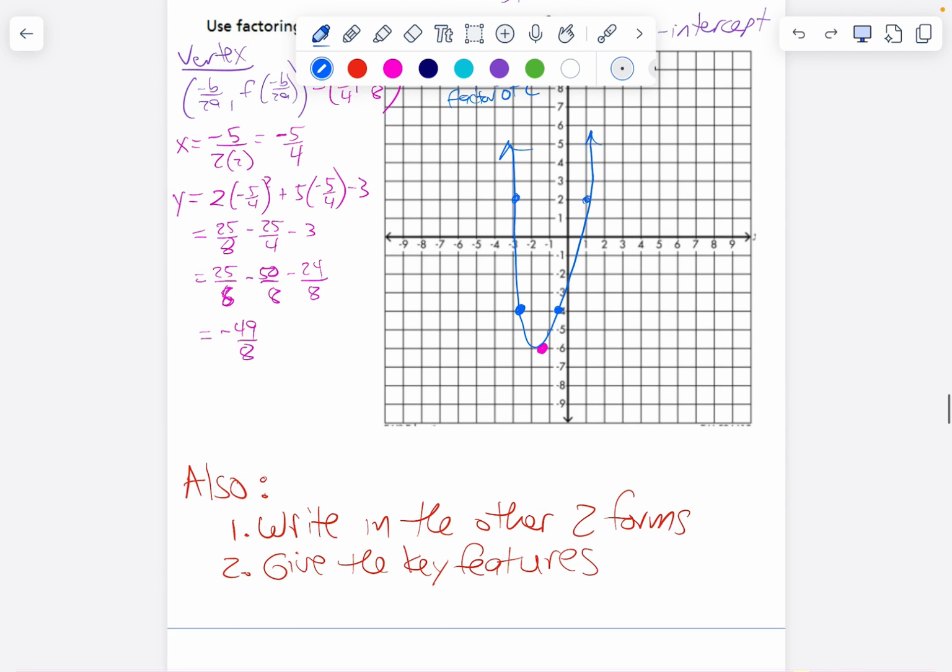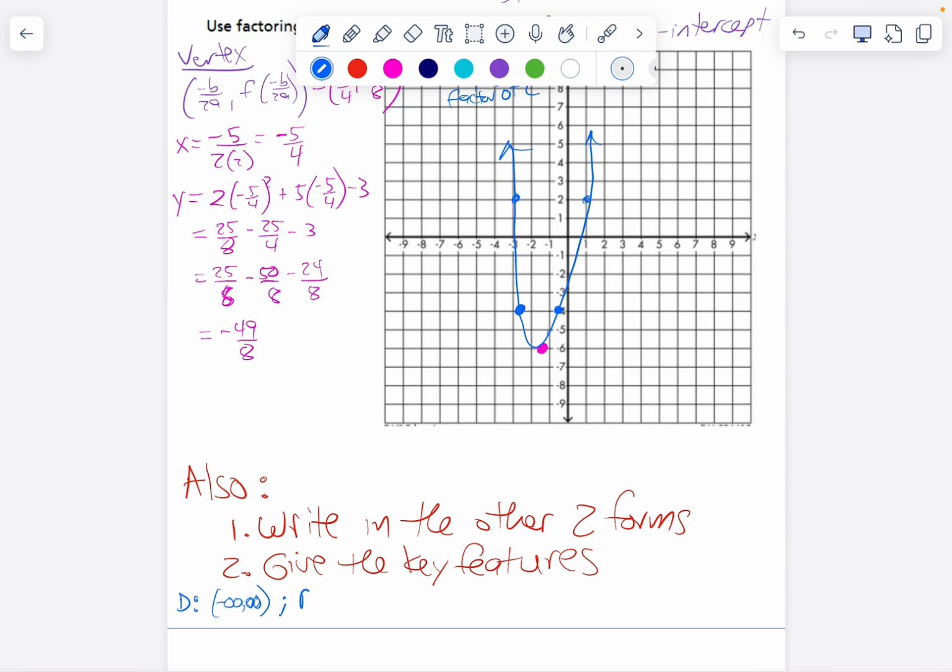So it says give the key features. I think we're ready to do that now. What's the domain? Infinite. That doesn't really change in a parabola, unless we're in context, then it does. So be careful with that. Meaning if I'm shooting a ball, I can't have infinite in both directions. It doesn't even make sense, right? So we've got to do realistic.